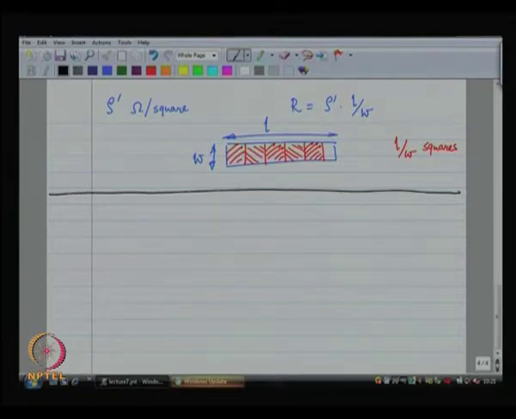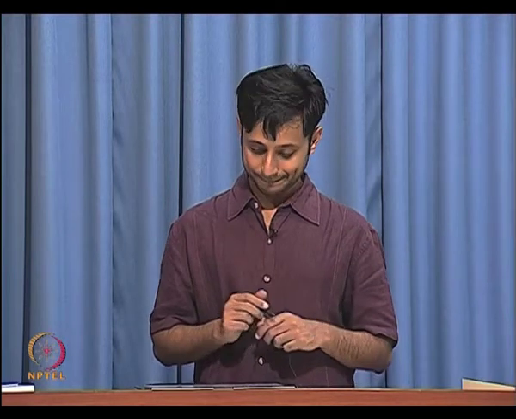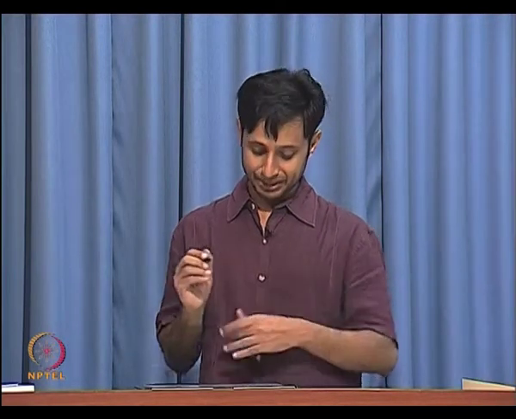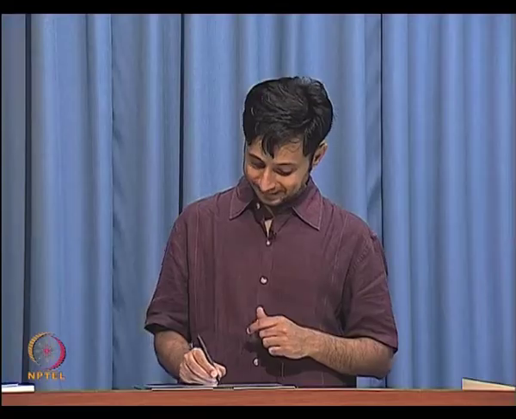Next, let us start talking about capacitors. Okay. How do you make a capacitance? What is the easiest capacitance you can think of? Any ideas? Okay. Two parallel plates.